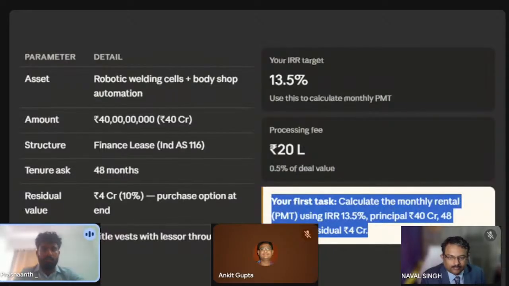My company told me, hey, they have an IRR target, work with an IRR target of 13.5%, and take up 0.5% of the whole deal value, which is 20 lakhs, upfront, and then after which your payments will start flowing. So this is what the company has asked, and whatever the client has asked is the right.